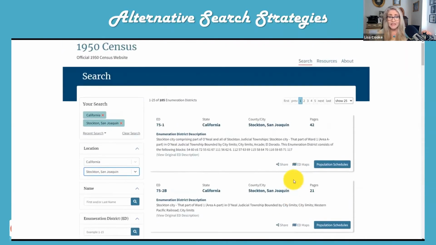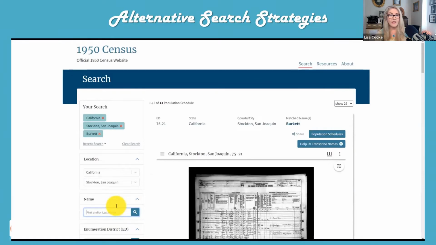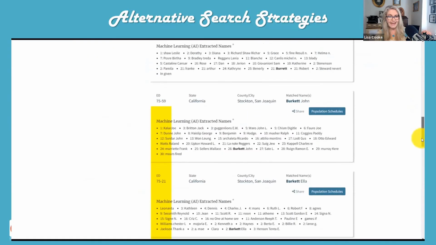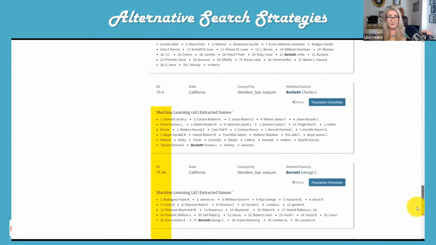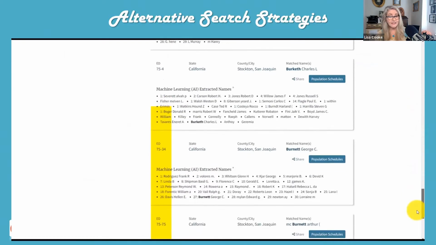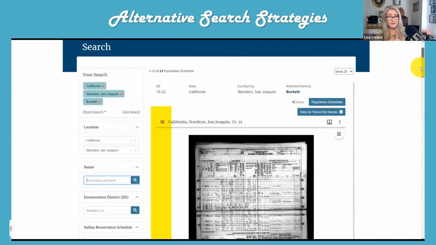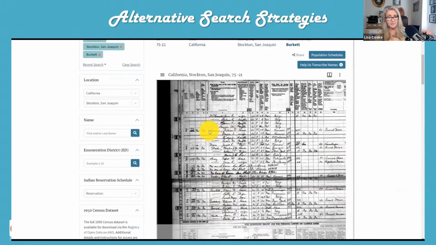Okay, so there's lots of different EDs here. I'm going to try their last name. So if I go to the name field and type in Burkett, now I have 13 results. And if I look along the edge here, I know I'm looking for 75-8. Remember, we found that over at Ancestry. But I'm not actually seeing a 75-8. So I'm not going to panic. It's possible that this combination is just a little bit much for the site to be able to find them for me. And that's not them.